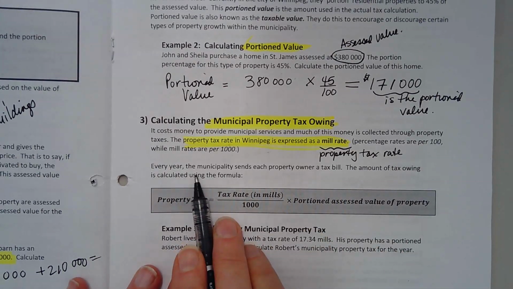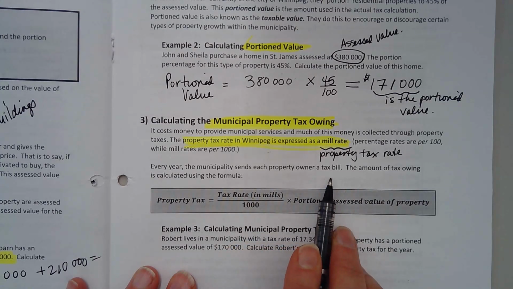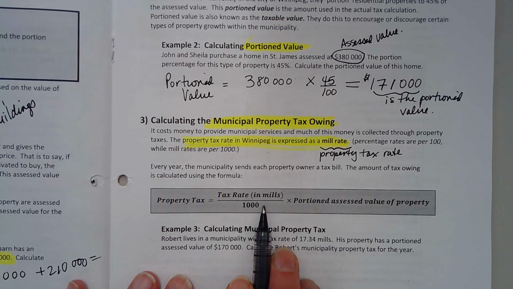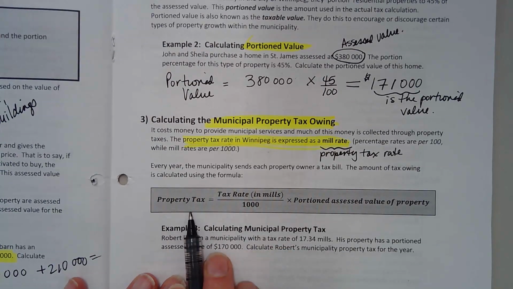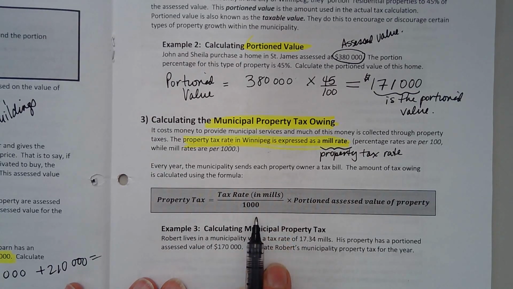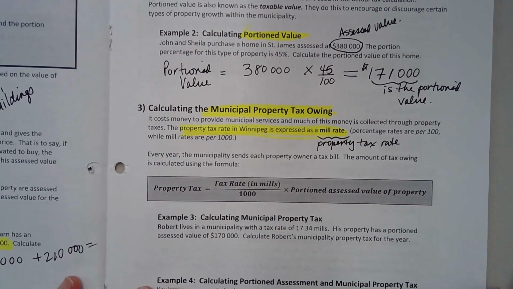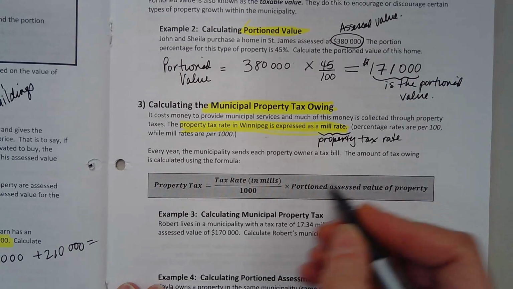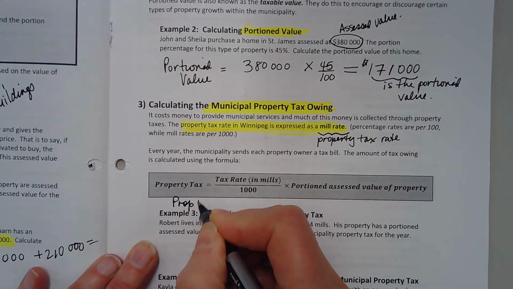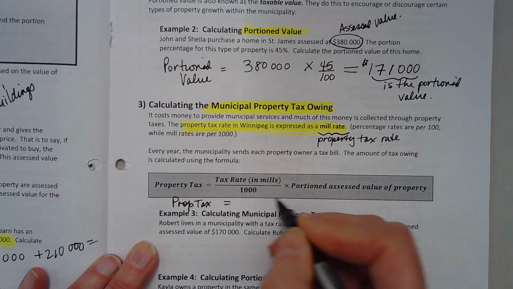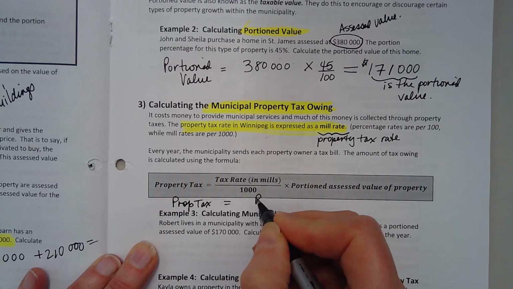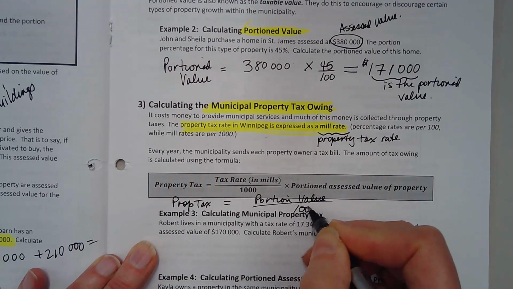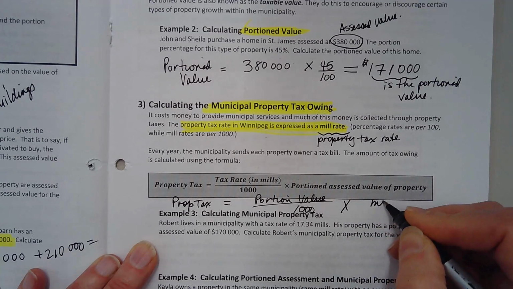Okay, so every year the municipality sends a property tax bill out to every property owner. The amount of tax owing is calculated using this formula. Take a look at the formula. Does it look familiar to you? Tax is the tax rate divided by 1,000 times the portion assessed. I'm going to do mine a little different, so I hope that doesn't confuse you. I'm going to do it like I always do mine. I'm going to do my property tax. I just switched two places, equals the portion value of your property, kind of like we did the mortgage rate, divided by 1,000 times the mill rate.